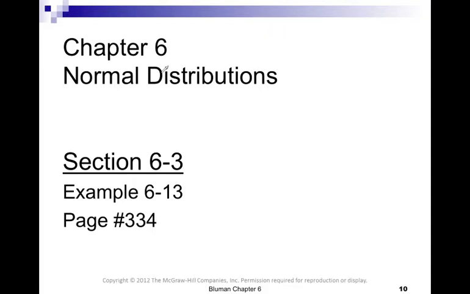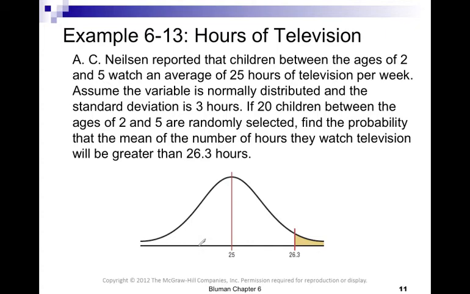All right, so let's work some problems. It's always good to have some problems to go by. Here's one: A.C. Nielsen reported children between the ages of 2 and 5 watch an average of 25 hours of television a week. So mu is 25. Okay, our mu is 25 hours.